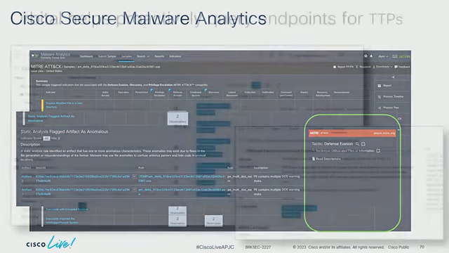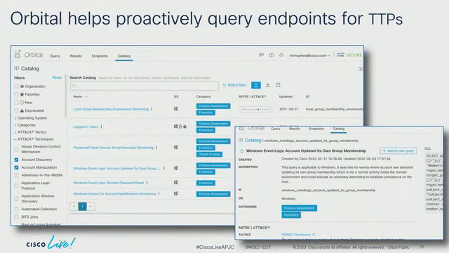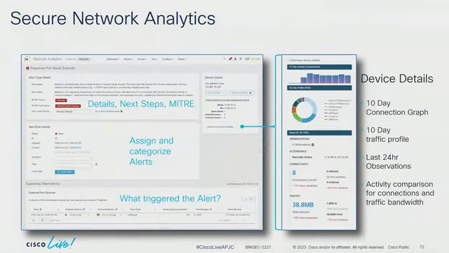Cool. So that's the malware analytics part. Orbital gives us the ability to query our systems to not only look for infections that may have happened, but also symptoms of future ones. So it gives us this ability to query into our fleet and look for that before things really get out of hand. Secure Network Analytics, previously called StealthWatch.